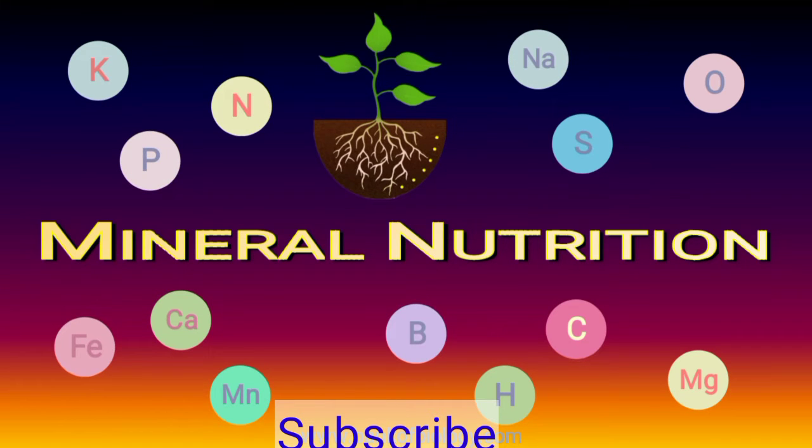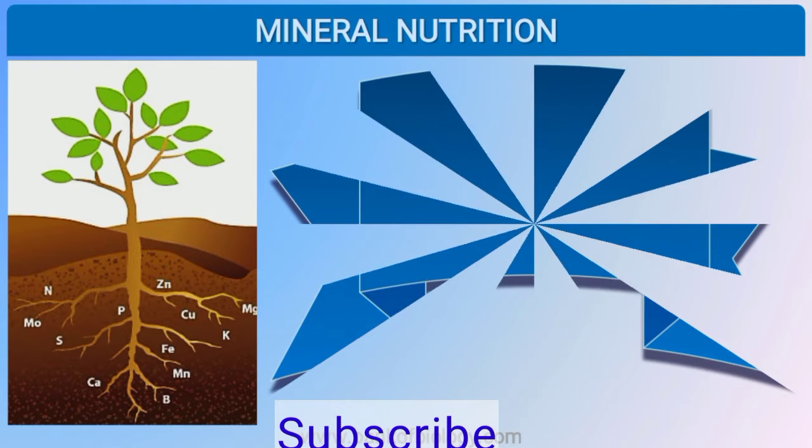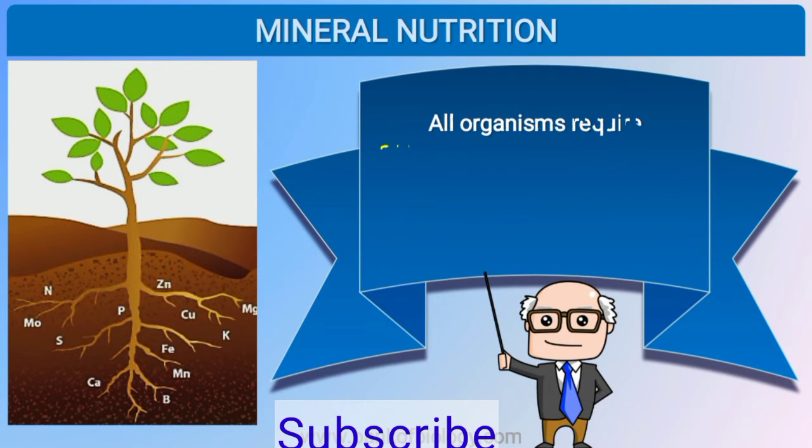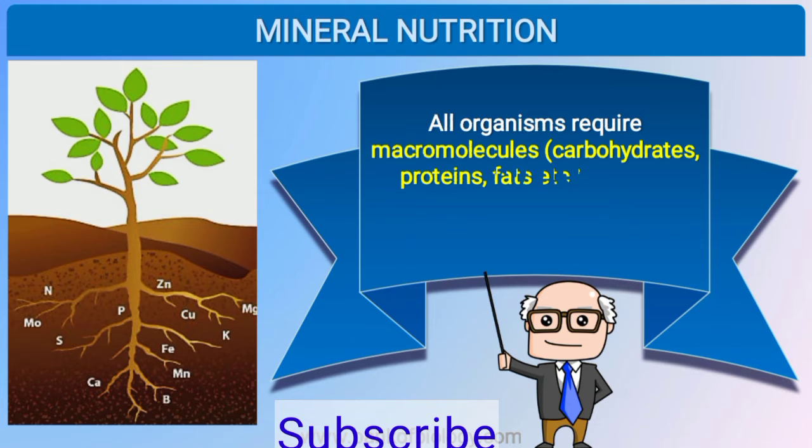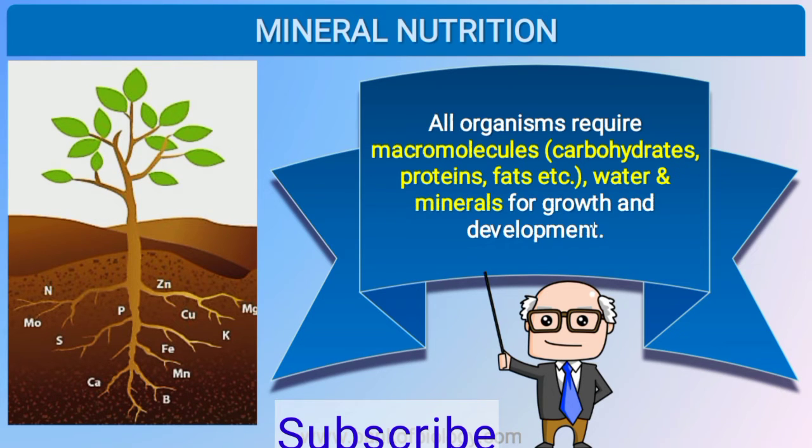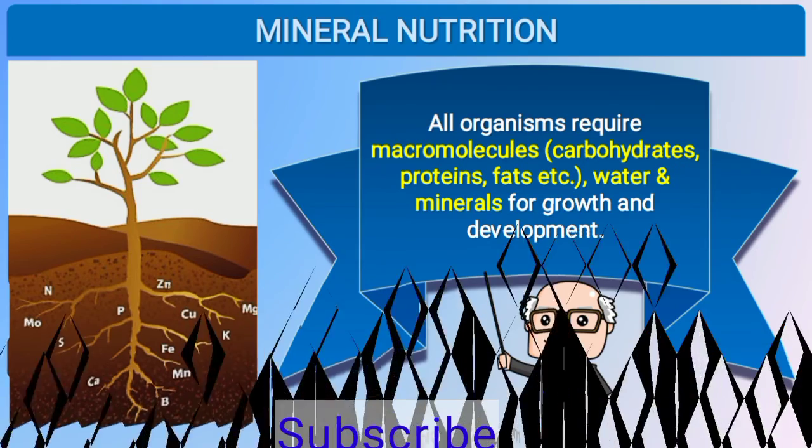So first of all, we are going to discuss mineral nutrition in plants. These minerals are present either in the soil or can be provided from outside the soil via fertilizers. All organisms require macromolecules like carbohydrates, which are present in potato, proteins, which are present in egg, milk, meat, etc., fats, which are present in the meat also, water and minerals for growth and development. These things are essential for the proper maintenance and growth of any living organism, either plant or animal. So we have defined mineral nutrition.